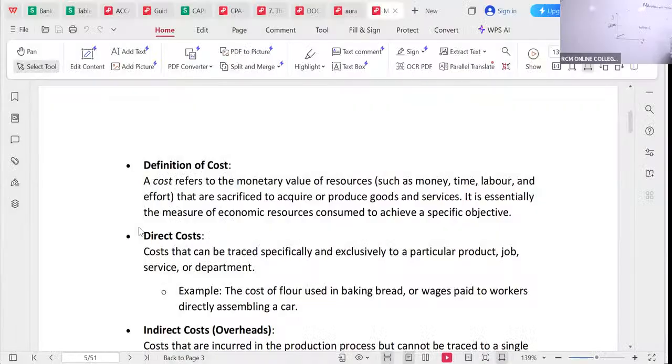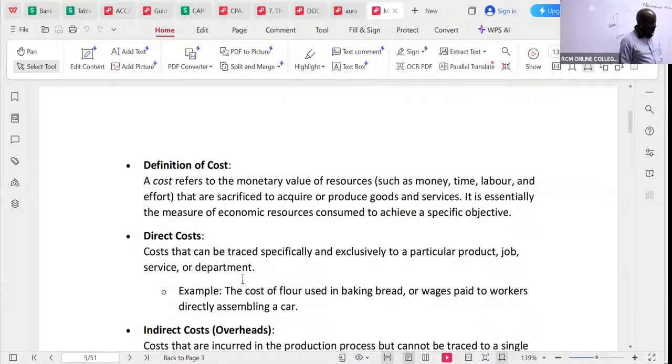I hope you're able to follow so far, right? Yeah. So costs that can be traced specifically and exclusively to a particular product, job, or service or department are what we call direct costs. Yeah, like the cost of flour used in baking bread. The more the loaves of bread we bake, the more the flour, isn't it? Or wages paid to workers directly assembling a car. So those wages, the more the cars they produce, the more they weigh.